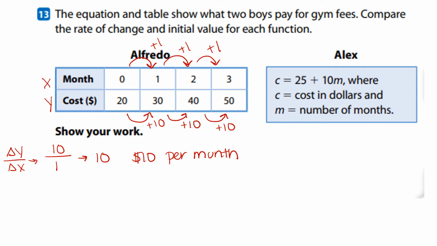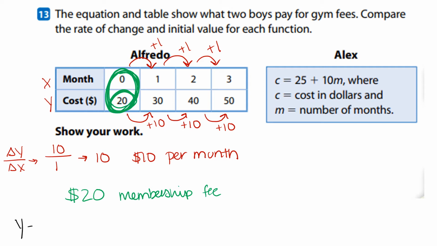For his initial value, we look at what number is paired up with 0. 0 is paired up with the number 20, and so he has to pay a $20 membership fee up front. If we were to write his equation, it would be y equals 10x plus 20.